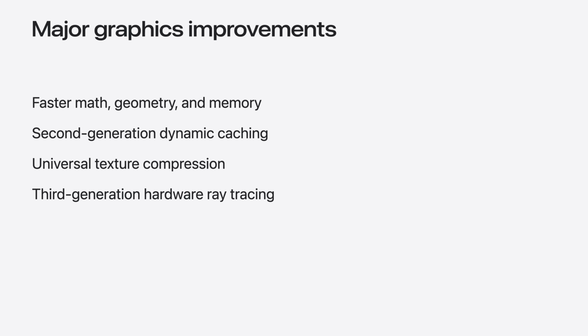To recap, M5 delivers significant performance gains: faster math, doubled geometry throughput, increased bandwidth, second-generation dynamic caching, third-generation ray tracing, and universal texture compression.